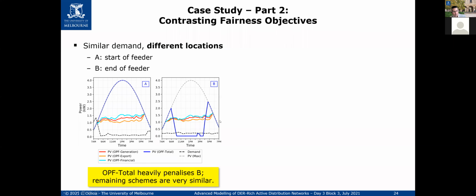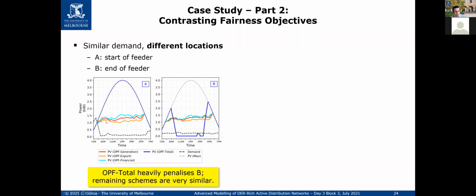So is that fair? What would you say? Well, this is best for the system in the aggregate. Well, yeah, but is it fair for that house? Well, I don't think it's fair, actually. But then let's look at the other options that we have: OPF generation, OPF export, and OPF financial.